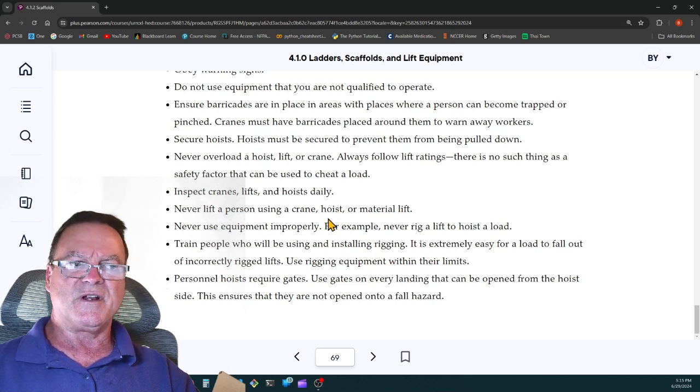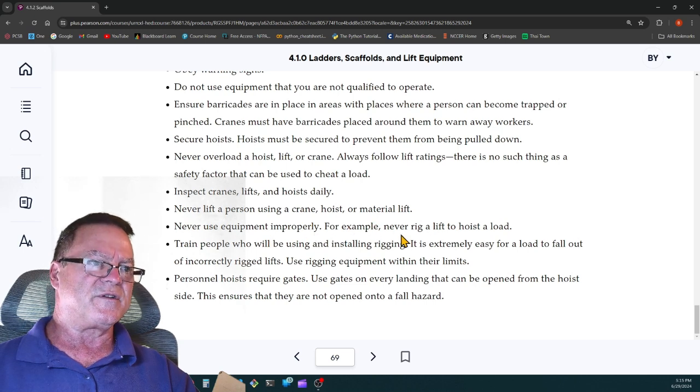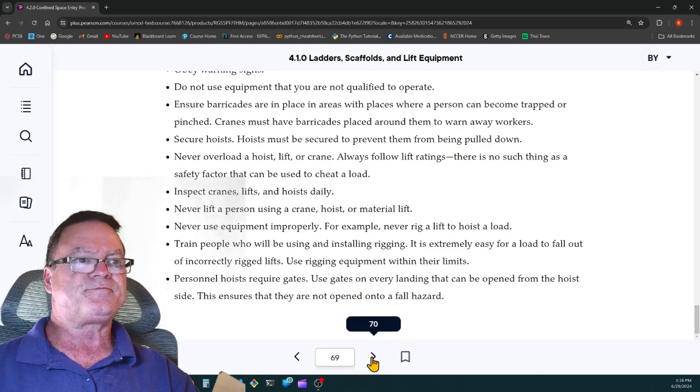Never lift a person using a crane, hoist, or material lift. Never use equipment improperly. For example, never rig a lift to hoist a load. Train people who will be using and installing rigging. It's extremely easy for a load to fall out of incorrectly rigged lifts. Use rigging equipment within their limits. Personnel hoists require gates. Use gates on every landing that can be opened from the hoist side. This ensures that they're not opened onto a fall hazard.